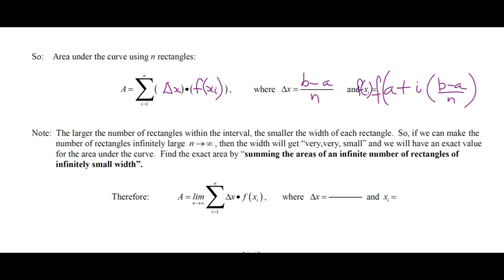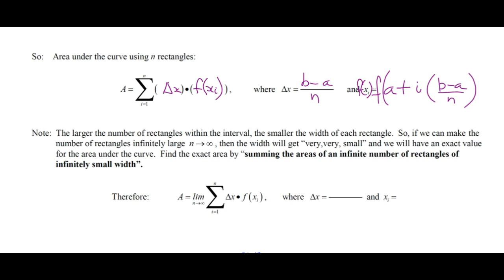Note, the larger the number of rectangles within the interval, the smaller the width of each rectangle. So if we can make the number of rectangles infinitely large, so as n approaches infinity, then the width will get very, very small, or infinitely small, and we will have an exact value for the area under the curve. Find the exact area by summing the areas of an infinite number of rectangles of infinitely small width. So therefore, the area is the limit as n approaches infinity of the sum from i equals 1 to n of delta x times f of x.